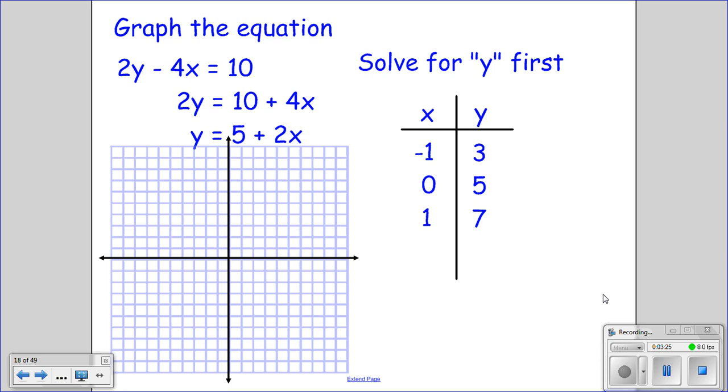So now I have 3 coordinates: (-1, 3), (0, 5), and (1, 7). These are all points that lie on this line. So we're going to plot all 3 points, and then we draw a line through those 3 points. Please make sure your line extends beyond the 3 points that you have drawn.